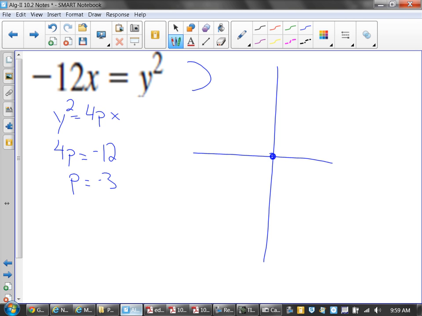Now again, my vertex is going to lie on the origin. My focus, since this is opening to the left, is going to be at the ordered pair F, negative 3, comma 0. And then the directrix: if the focus has the ordered pair of negative 3, comma 0, the directrix will be at x equals 3.